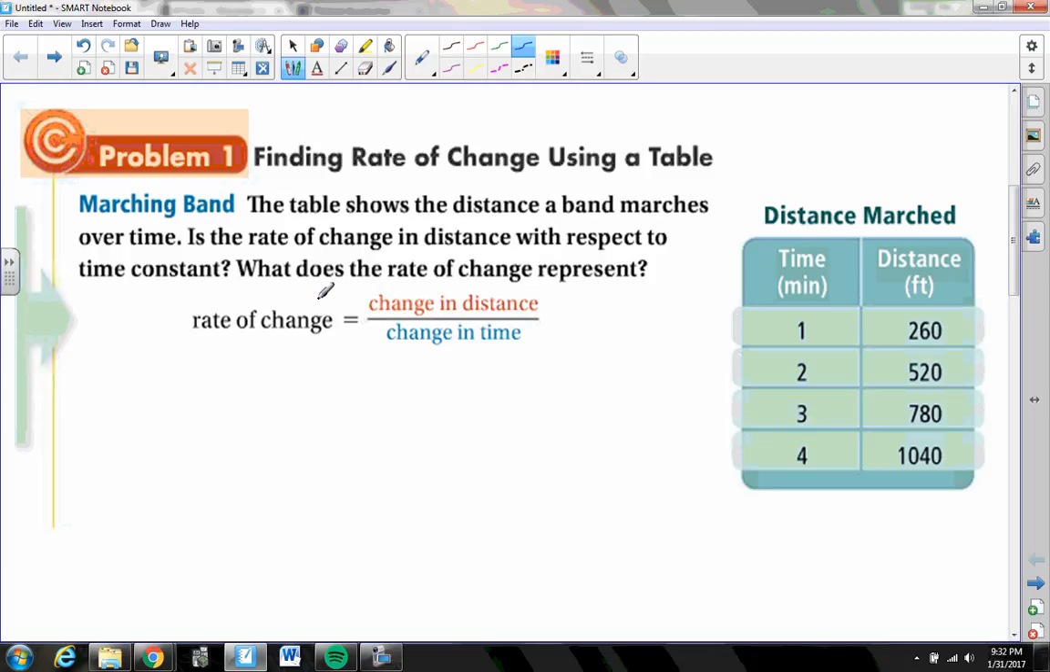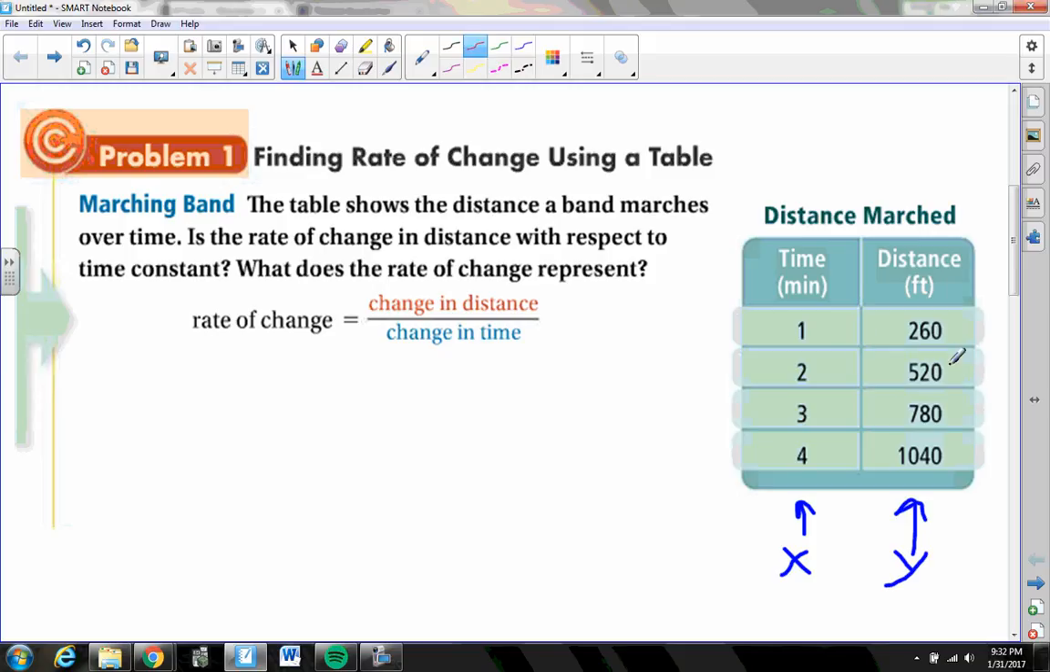Okay, so the rate of change, remember, is the change in the dependent variable, which is distance. That's my y variable, over the change in my independent variable, which is my time, my x. Change in distance over change in time. So the way we usually find the change is to actually subtract. We subtract two of these points.